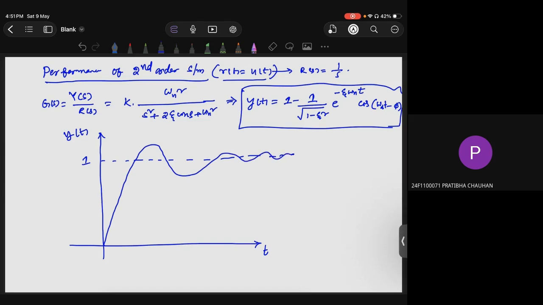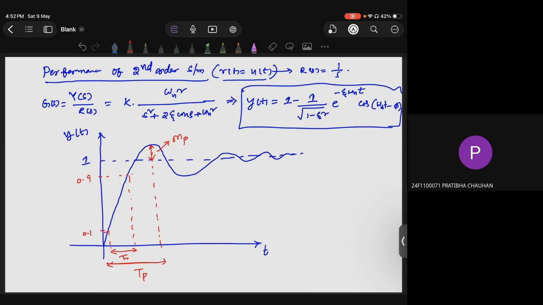Okay. The response would look like this. Now again, just like the previous way, we could have 0.9 final value and 0.1 final value to define the rise time. So this will be our rise time. Similarly, we could have this time to reach the first peak. This we call the peak time. And this magnitude we call the peak overshoot. Okay, I think it is clear.